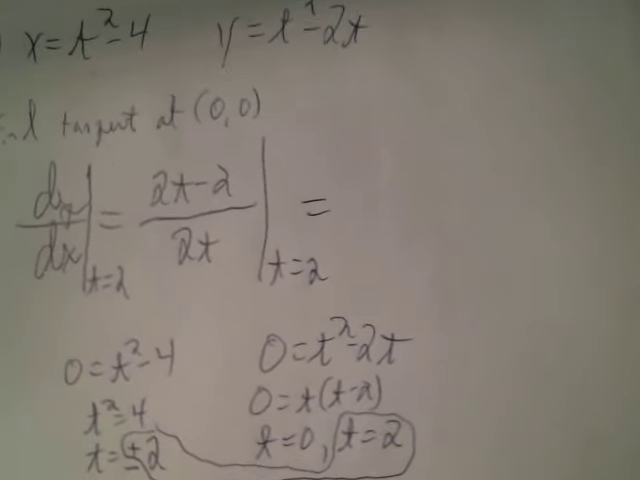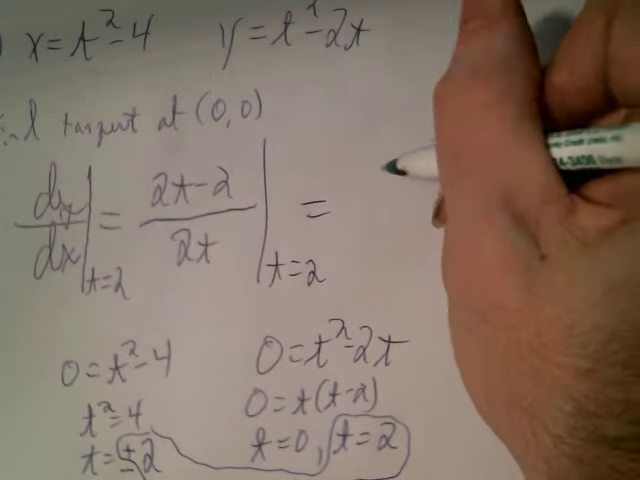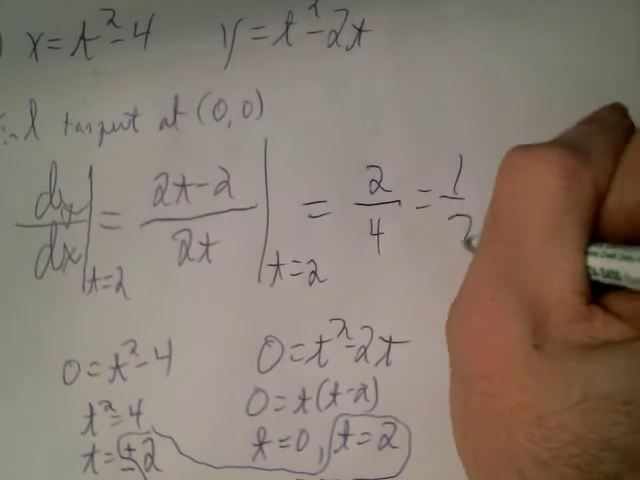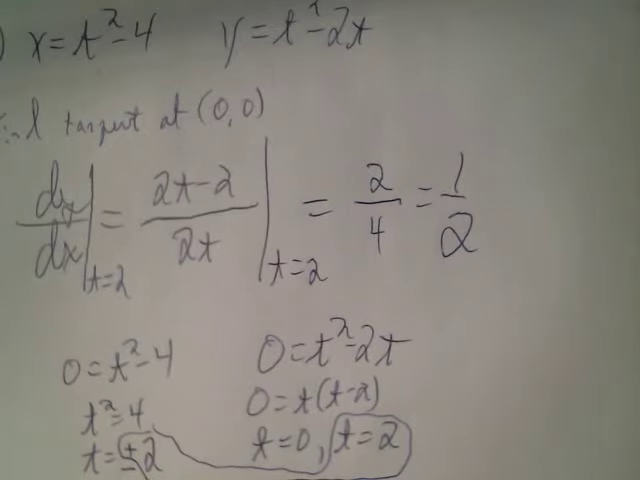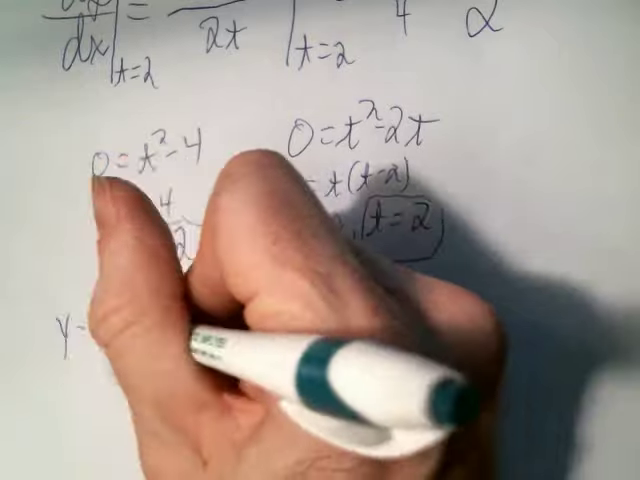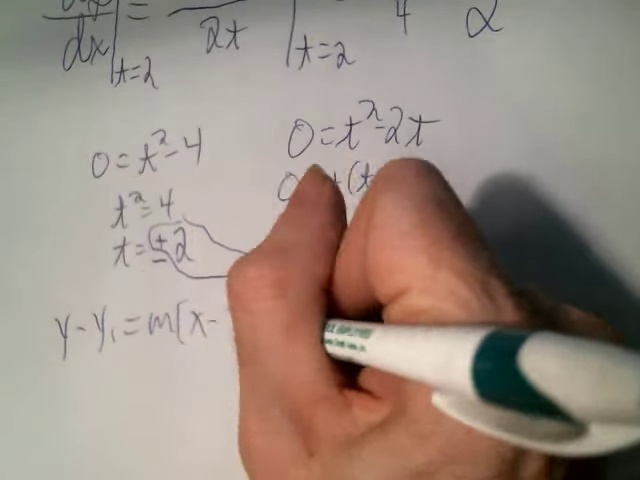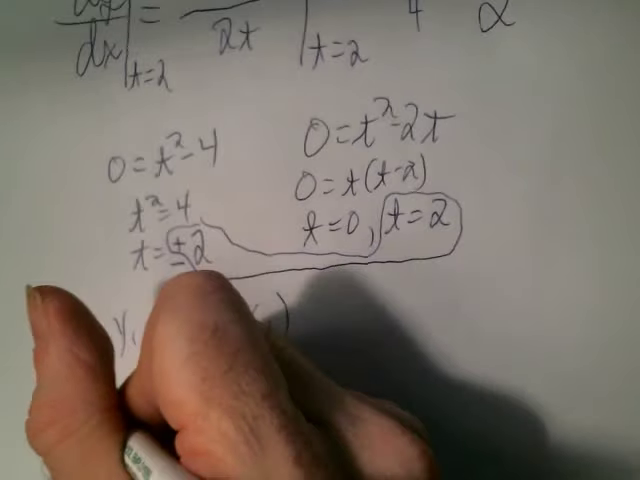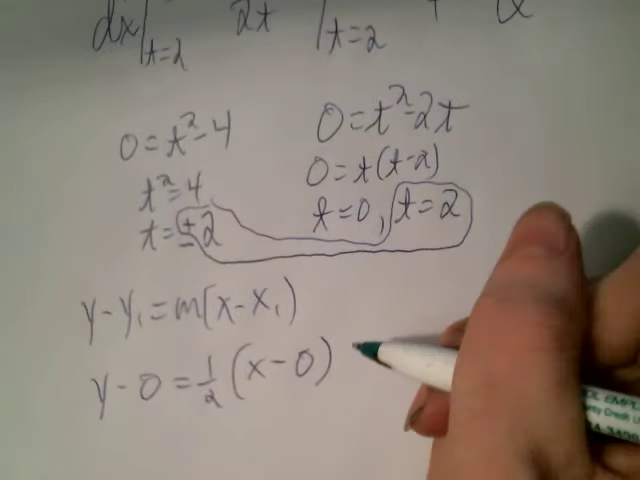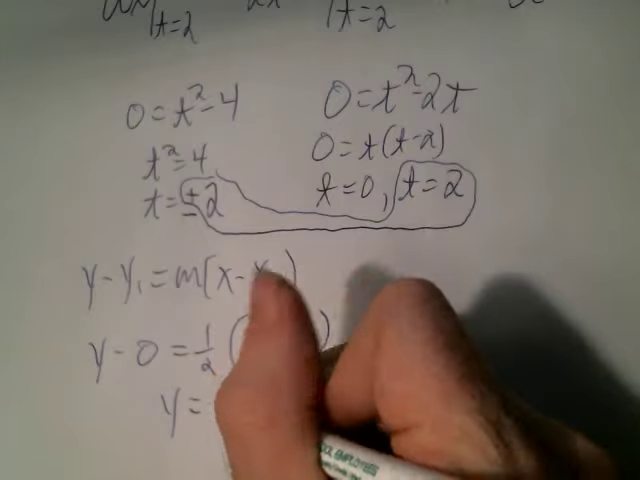Okay, so plug 2 into that formula. You get 4 minus 2, which is 2, all over 2 times 2 is 4. In other words, the slope for my line is 1/2. So then go to your y minus y1 formula equals m times x minus x1. And you get y minus 0 is 1/2 times x minus 0. In other words, y is 1/2 x.